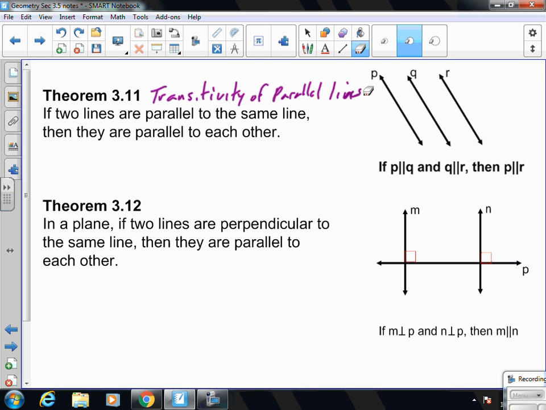Well, if P is parallel to Q and Q is parallel to R, then P and R have to be parallel to each other. So it's kind of like the transitive property. Not officially the transitive property of parallel lines, but it's kind of looked at as the transitivity of parallel lines. So if two lines are parallel to the same line, they're parallel to each other. And theorem 3.12, in a plane, if two lines are perpendicular to the same line, then they are parallel to each other. Right? So if two lines are perpendicular to the same line, then they've got to be parallel to each other in order for them to both be perpendicular to the same line.